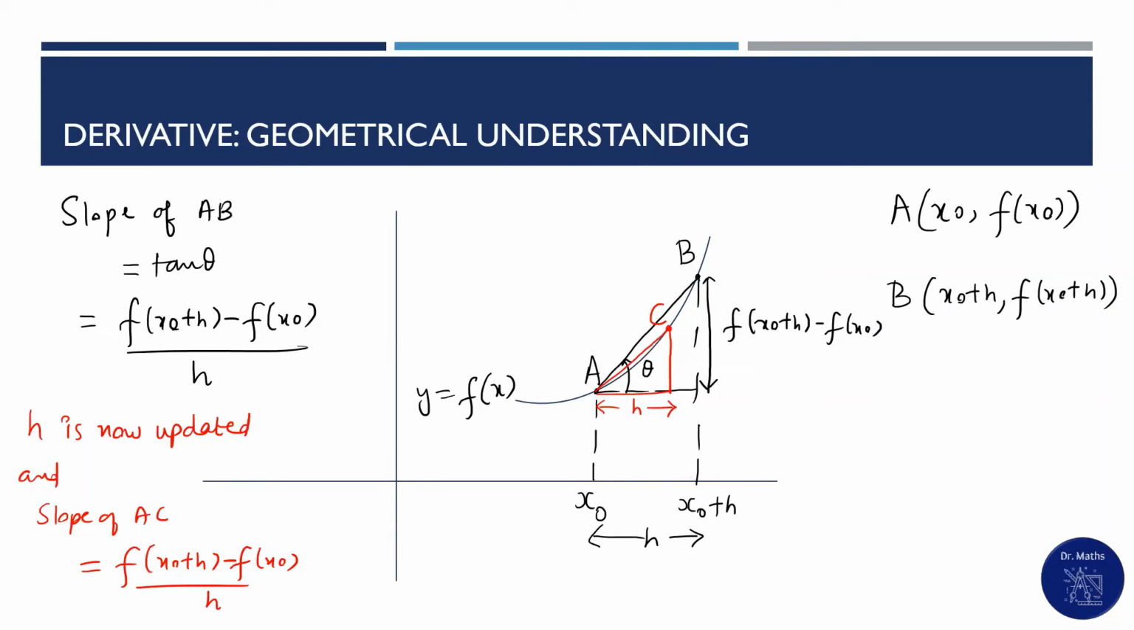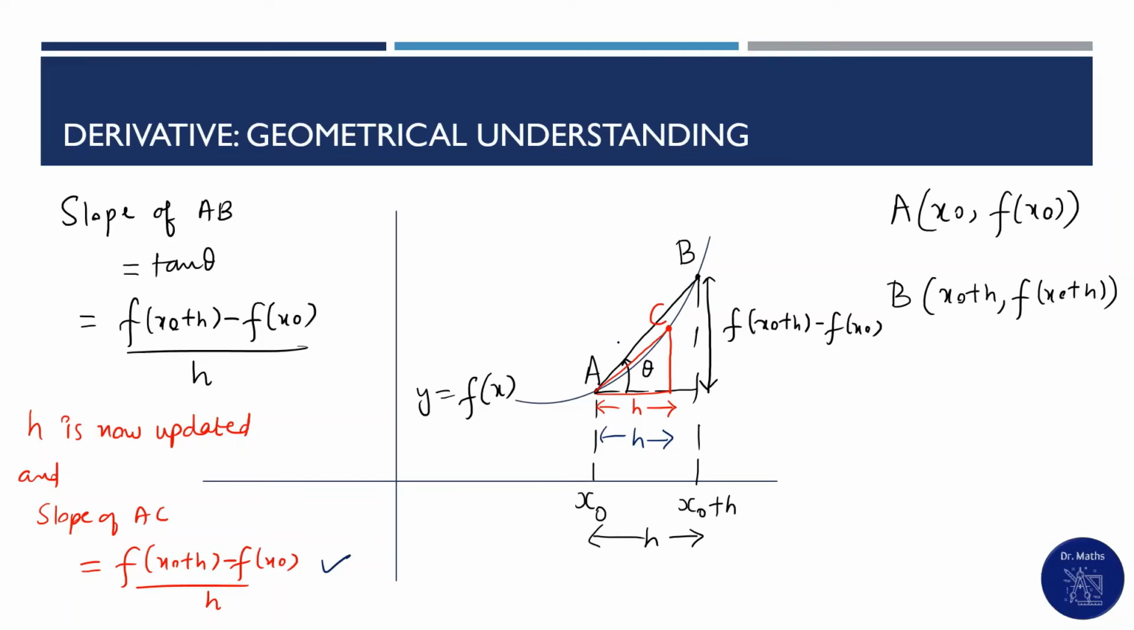Now I further reduce the value of h. I am bringing the point C closer to A. Earlier it was AB, but now it is AC. I have decreased the magnitude of h. I'm still calling it h; you can call it h dash or something, but I'm still using the same variable h. This time, the slope of the line segment AC is given by (f(x0 + h) minus f(x0)) by h. So the line segment AB is now reduced to AC.